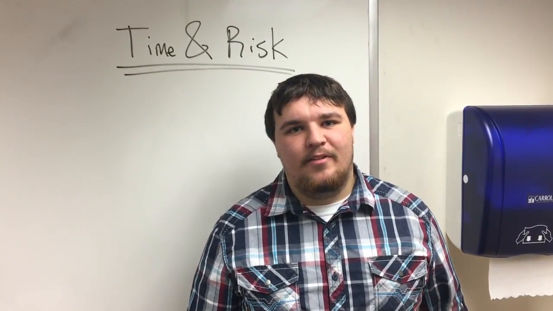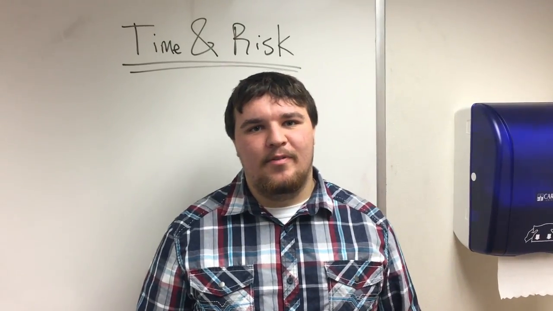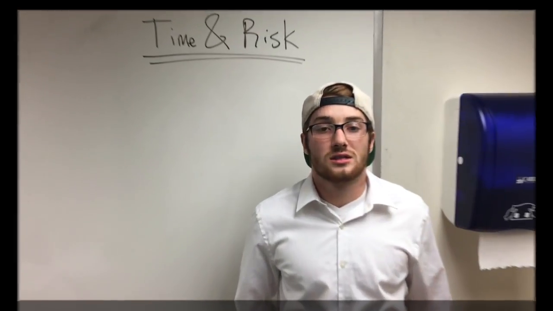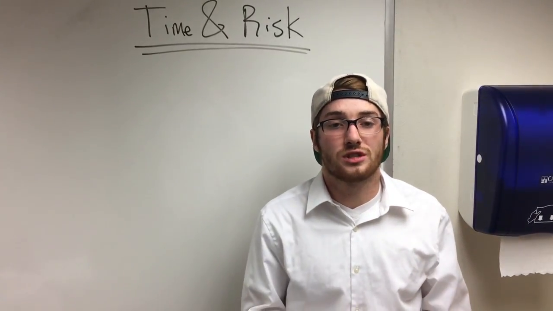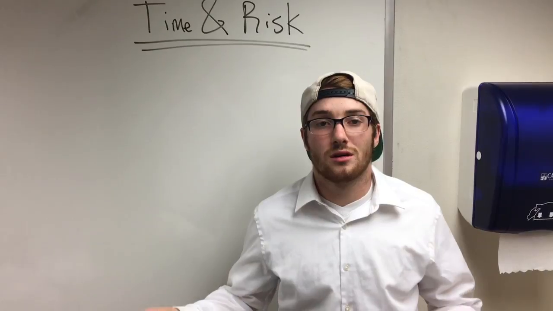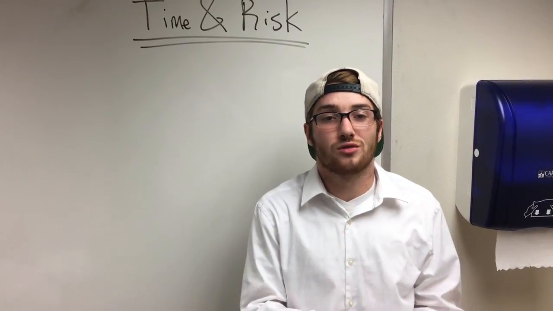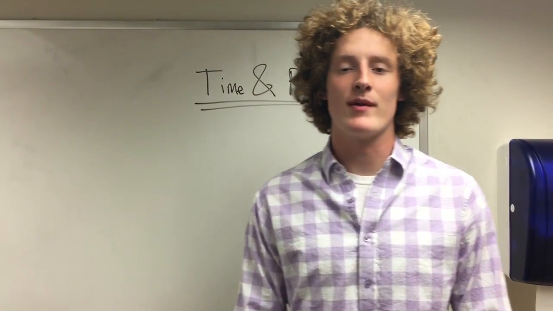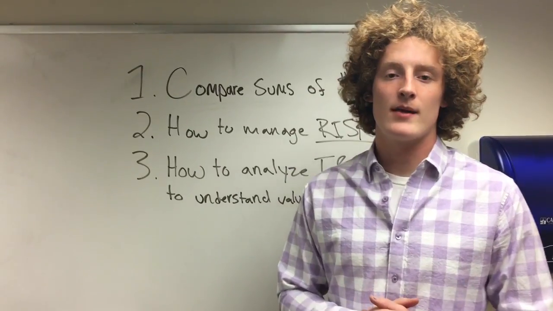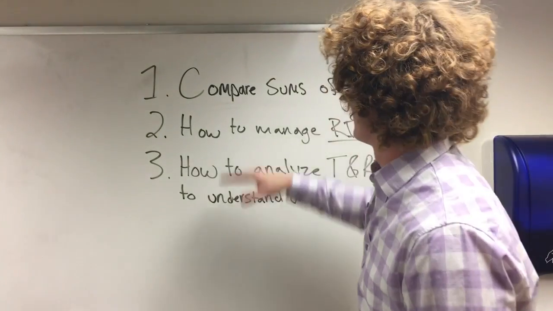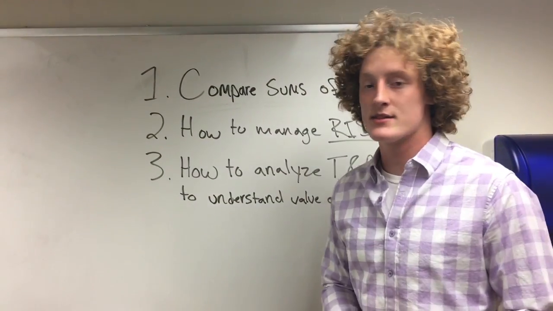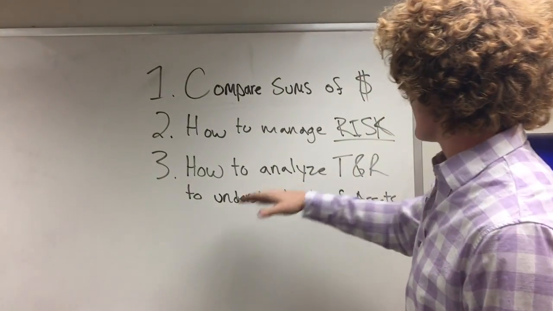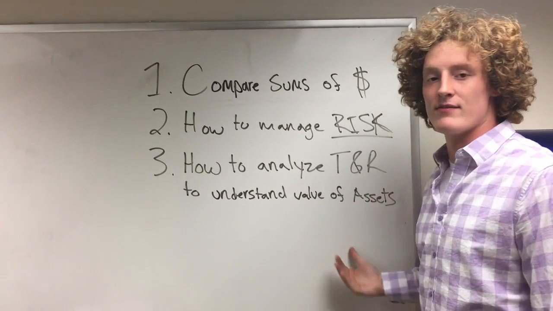Financial decisions in your life are very important, but two of the main aspects that it comes down to are time and risks. Time and risk concern our daily lives today and will affect how our lives will be in the future. This chapter will help us understand the financial decisions that people make within the market. This chapter will touch on 3 different topics: comparing sums of money at different times, how we will manage risk, and how to analyze time and risk to understand value of assets.